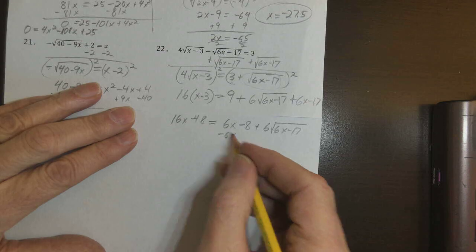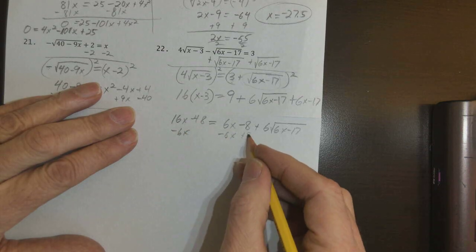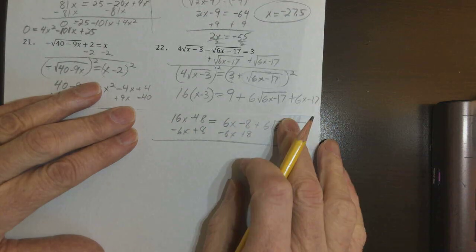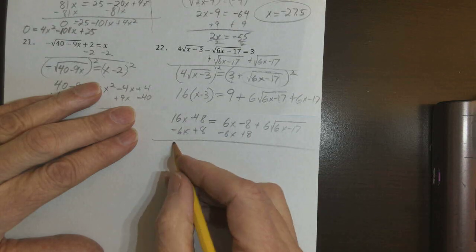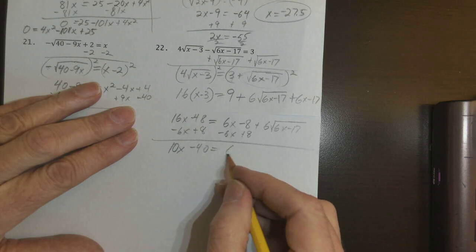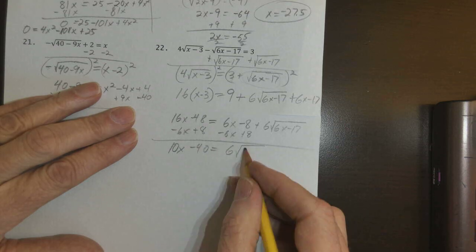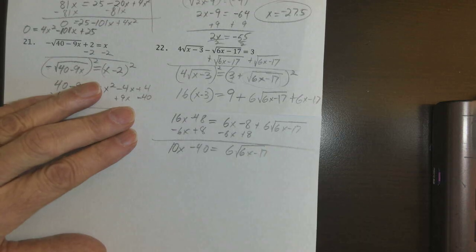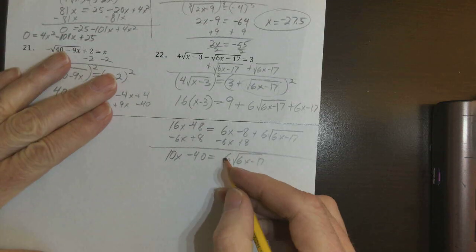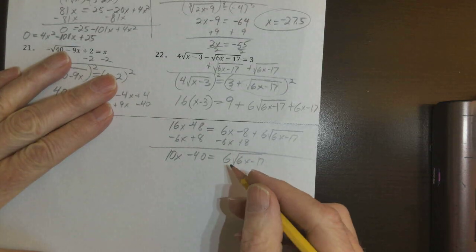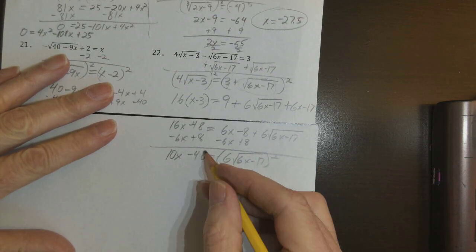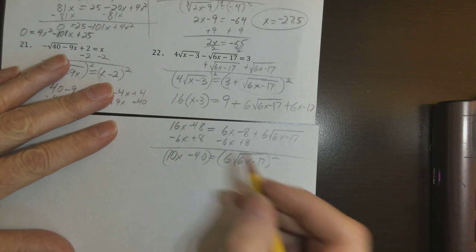I'm going to subtract 6x from both sides. I'm going to also add 8, so I can get... no, I want to get the radical by itself. That's what I'm doing. 10x minus 40 equals 6 times square root of 6x minus 17. This is getting crazy. All right, so I'm going to square both sides. I'll worry about this 6 here later.